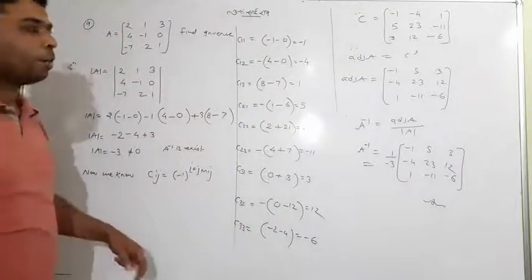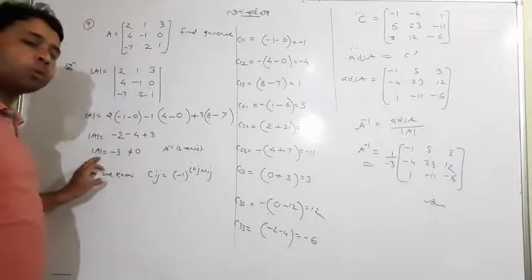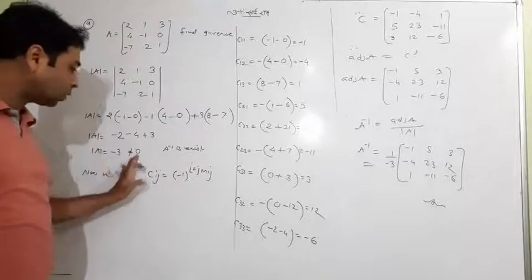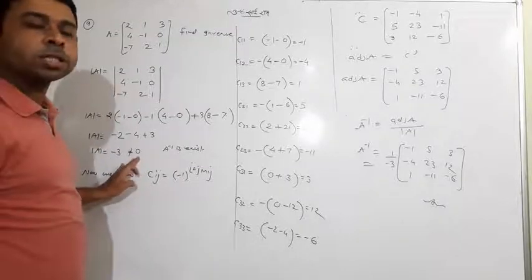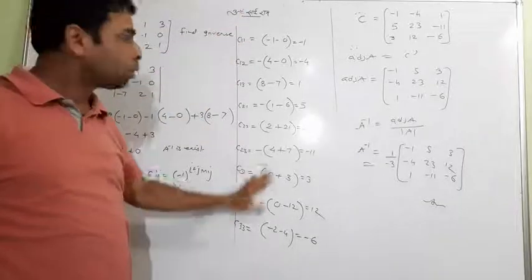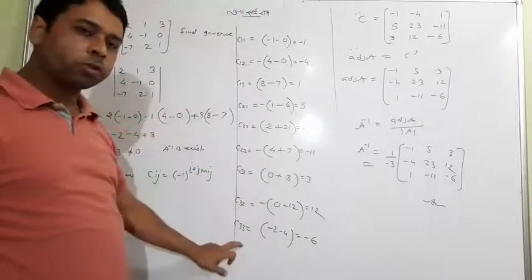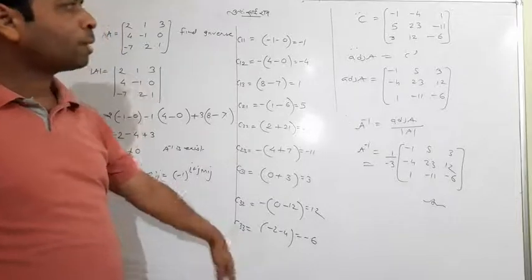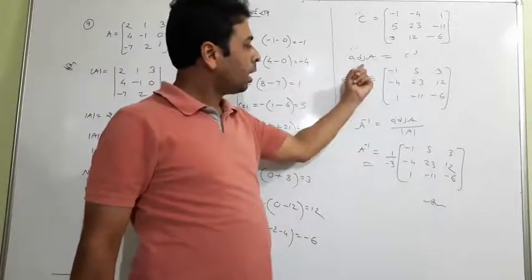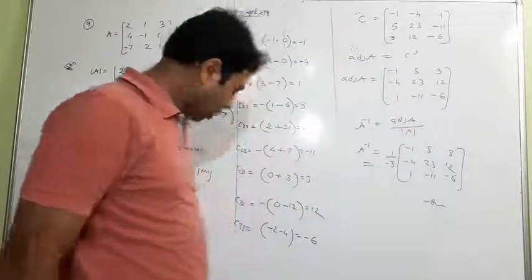You just have to find both of the things. First, check from your side the existence of the inverse by finding determinant A. When it is equal to 0, it does not exist. When it is not equal to 0, A inverse exists. Then later on you are free to find out C11 to C33, all the cofactor elements, form your C, find its transpose, which is adjoint A, and then use the formula and get your answer. So it is good enough.